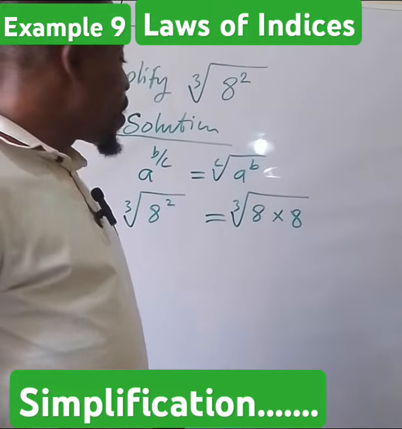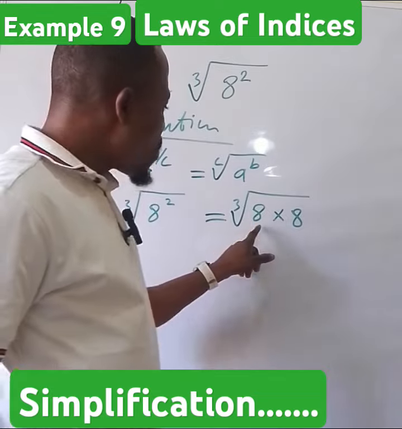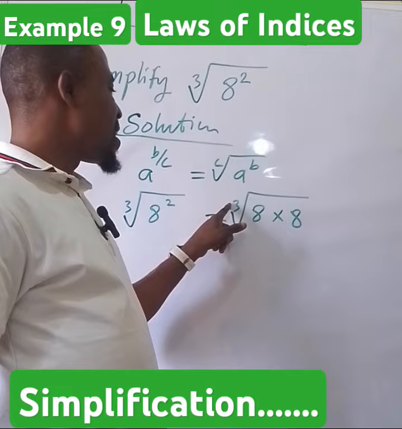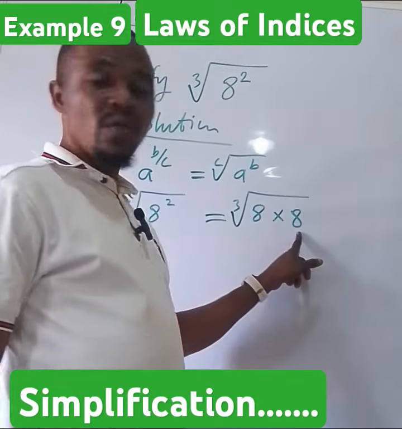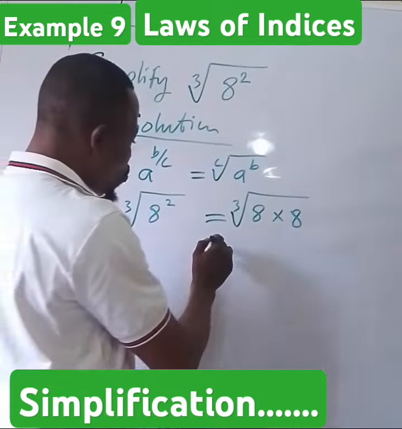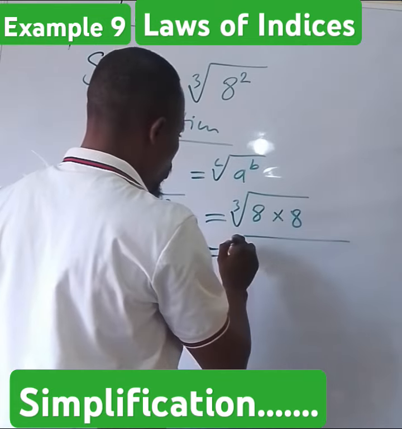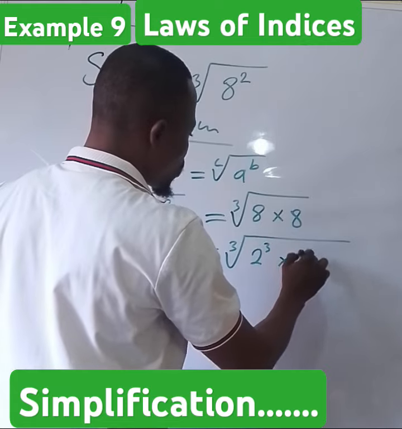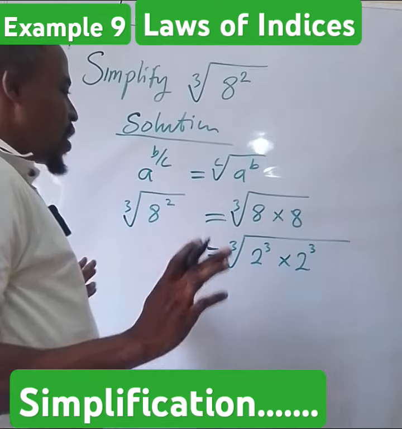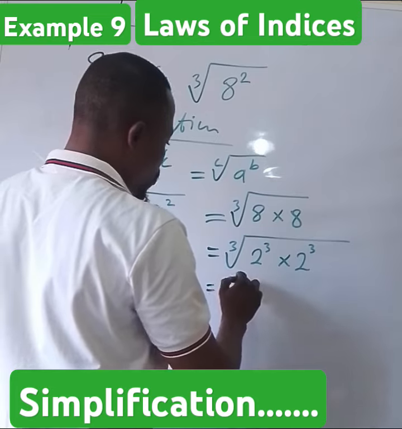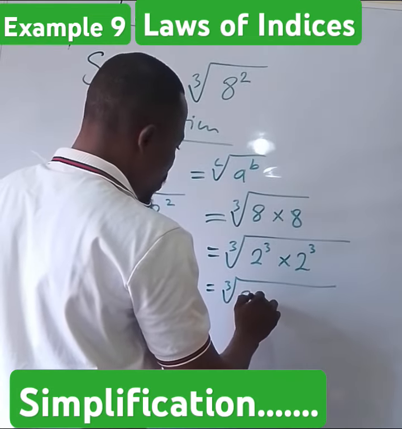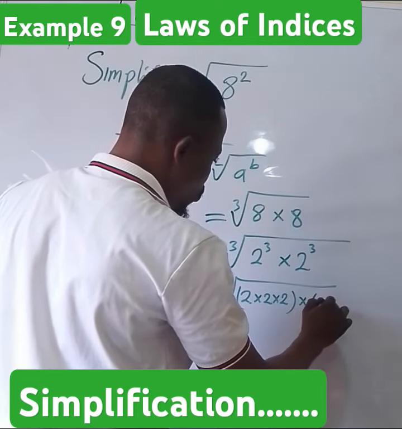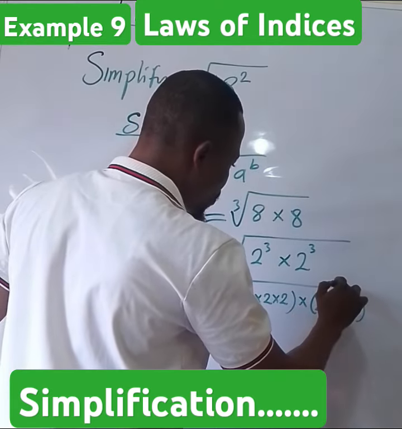Having done that, the next thing you are going to do is, when you have 8, you think of the number that you are going to raise to power of 3 that will give you 8. And the same thing is applicable to the second 8. So it will now equal the cube root of 2 raised to power 3 times 2 raised to power 3. It will give you 8. So it equals the cube root of 2 times 2 times 2, are we together, times 2 times 2 times 2.